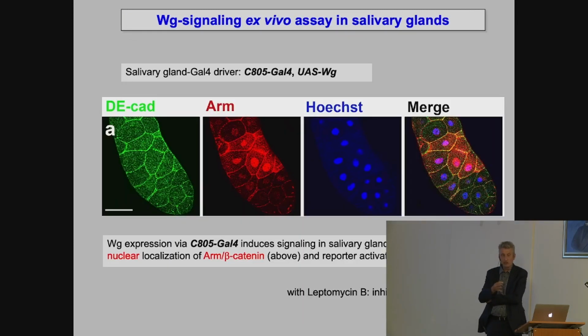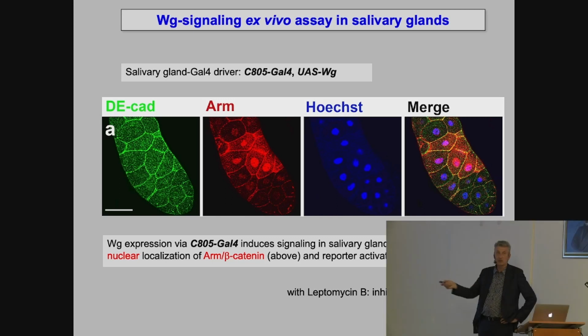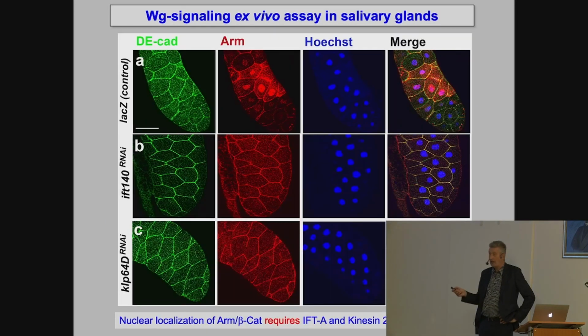So then we ask the question, what does it really do mechanistically? In that assay, which is a great assay because we can easily see nuclear beta-catenin when we add wingless, this is E-cadherin, and beta-catenin and armadillo normally co-localize at the membrane. But now, because Wnt signaling has been activated, we see increased beta-catenin levels in the cytoplasm, and we see nuclear beta-catenin overlapping with a nuclear marker. This is enhanced by adding leptomycin, which inhibits nuclear export, so we can quite easily see nuclear localization of beta-catenin. And now we do the same experiment.